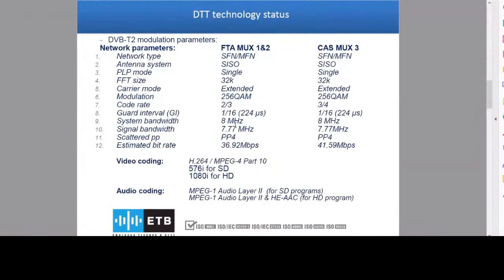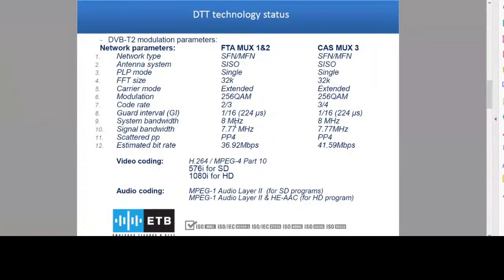Regarding the technology status in Serbia and technical parameters on the three multiplexes which we got according to the law in 2012, I think, you can see that we launched three multiplexes. The first one and the second one are free-to-air multiplexes. The third one is a paid TV commercial platform.